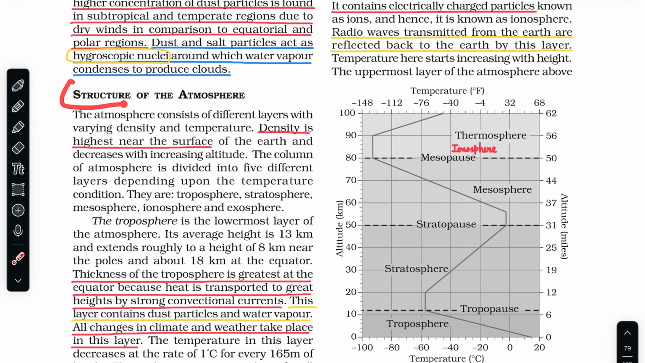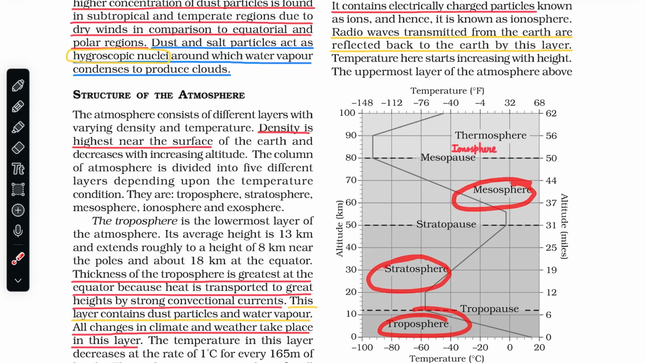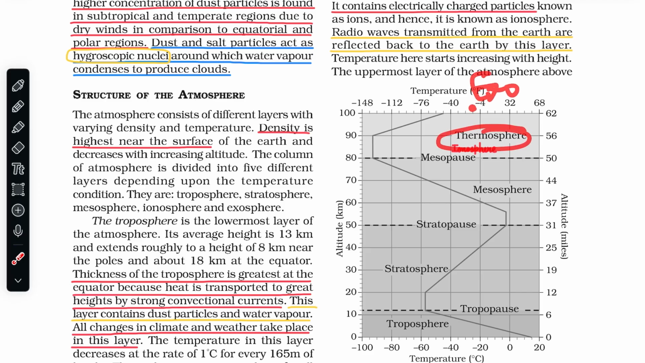Then the structure of the atmosphere. The atmosphere consists of different layers with varying density and temperature. Density is highest near the surface of the Earth and decreases with the increasing altitude. The column of atmosphere is divided into five different layers depending upon the temperature condition. They are troposphere, stratosphere, mesosphere, then the ionosphere, which is within the thermosphere, and then the exosphere.